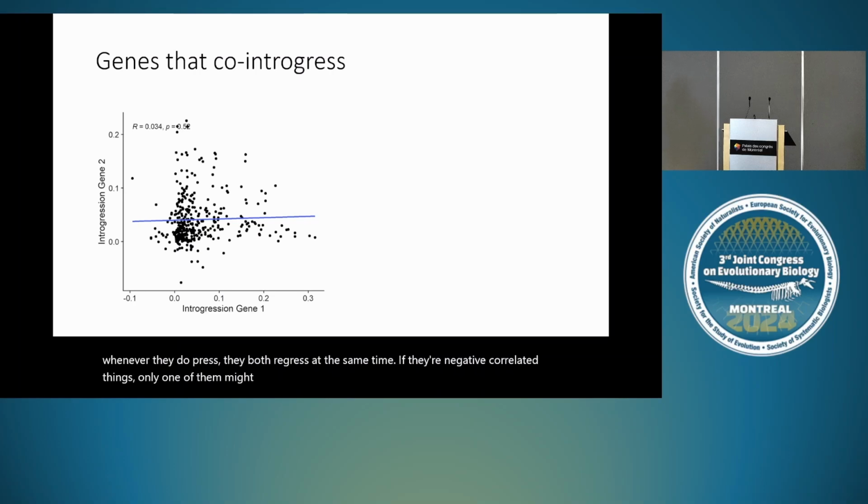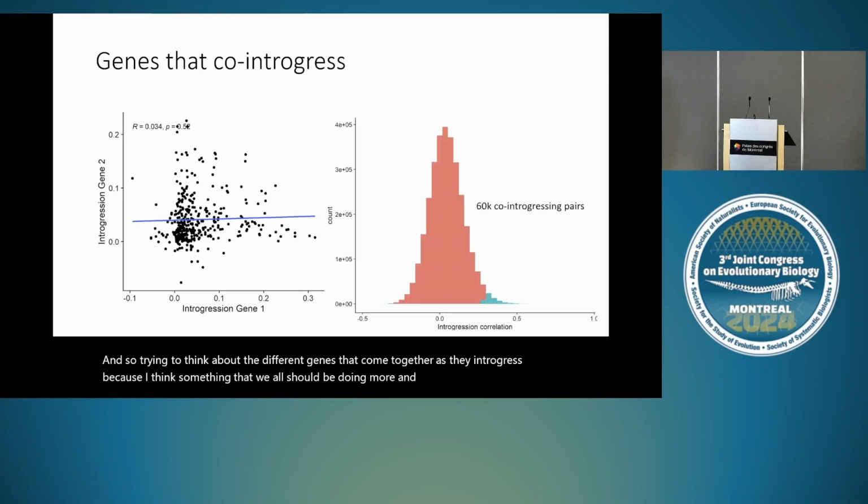And that by itself is, I think, an interesting measure that we tend to not think about in the introgression world. We usually try to think about what are the things that are introgressing as individuals? But introgression probably doesn't happen on a unit scale of just a gene. Often it'll happen as a whole inversion or a whole chromosome arm or maybe an entire chromosome. And so trying to think about the different genes that come together as they introgress is, I think, something that we all should be doing more and my lab is expanding more into.